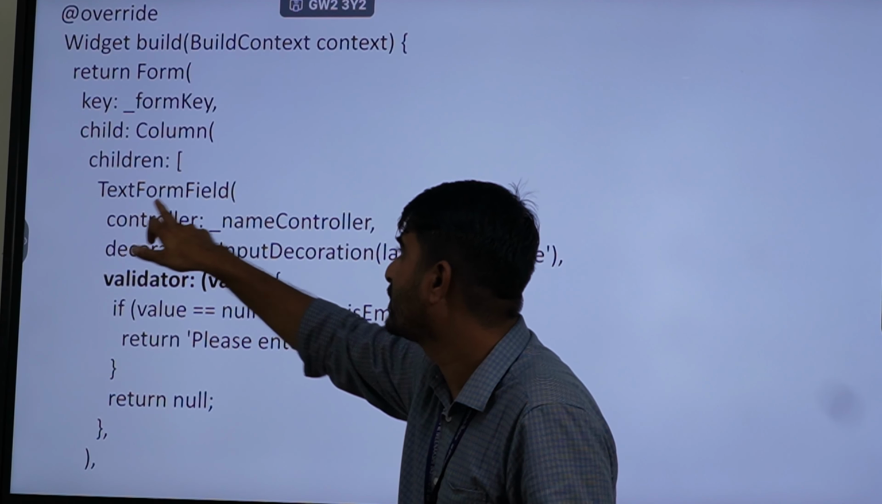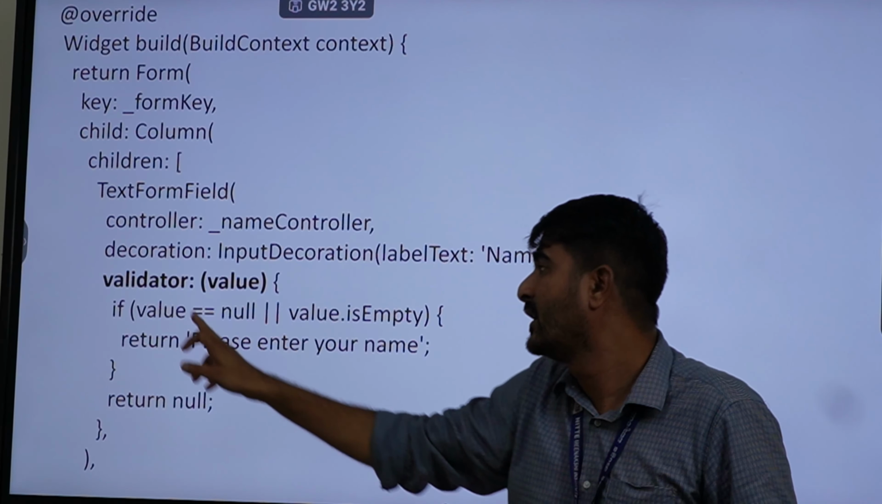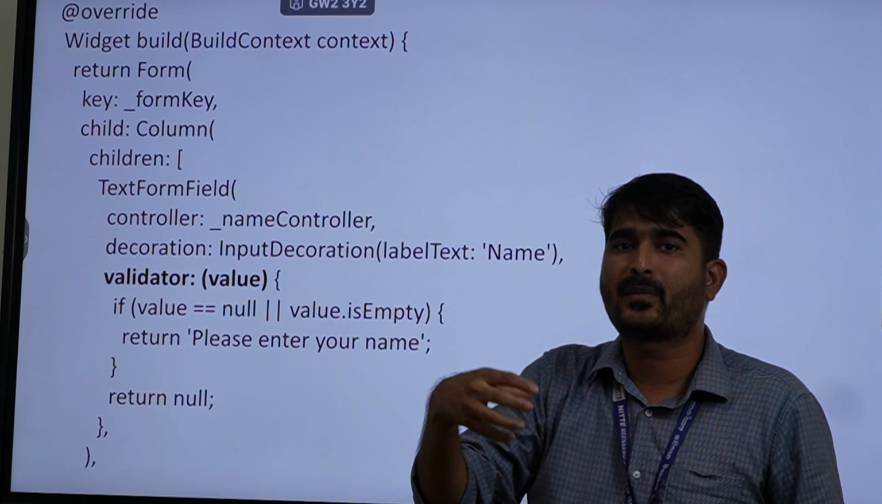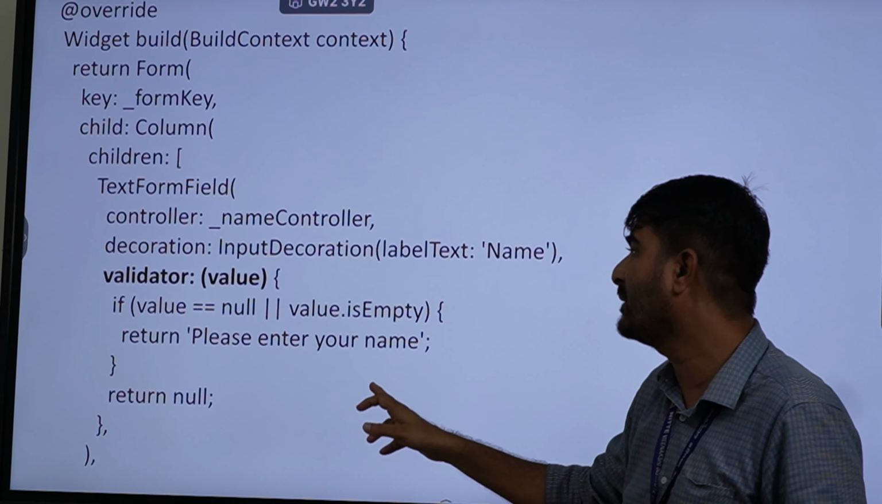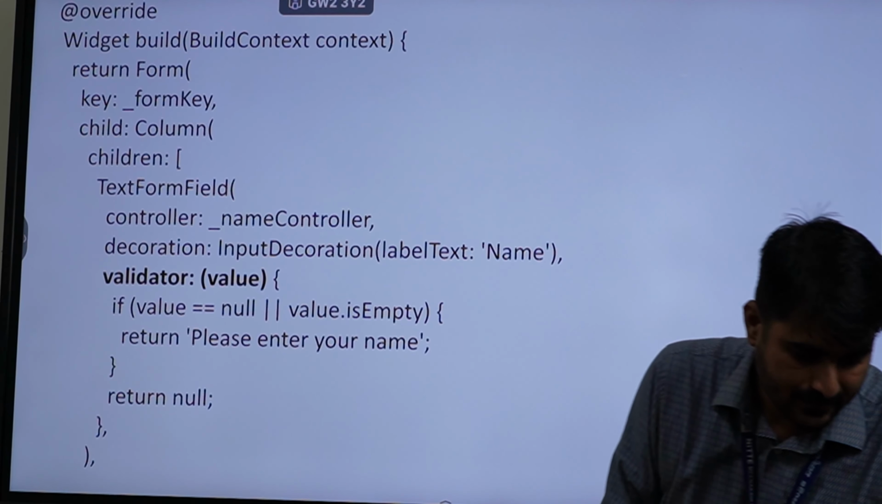Next, I will be using the text form field. That's about the name. To check the name, I will be using the validator. Name should not be null. We have to enter some data. If you give the particular data, it will be taken. If it is null or empty, then it will return a message, or else it will show please enter your name.